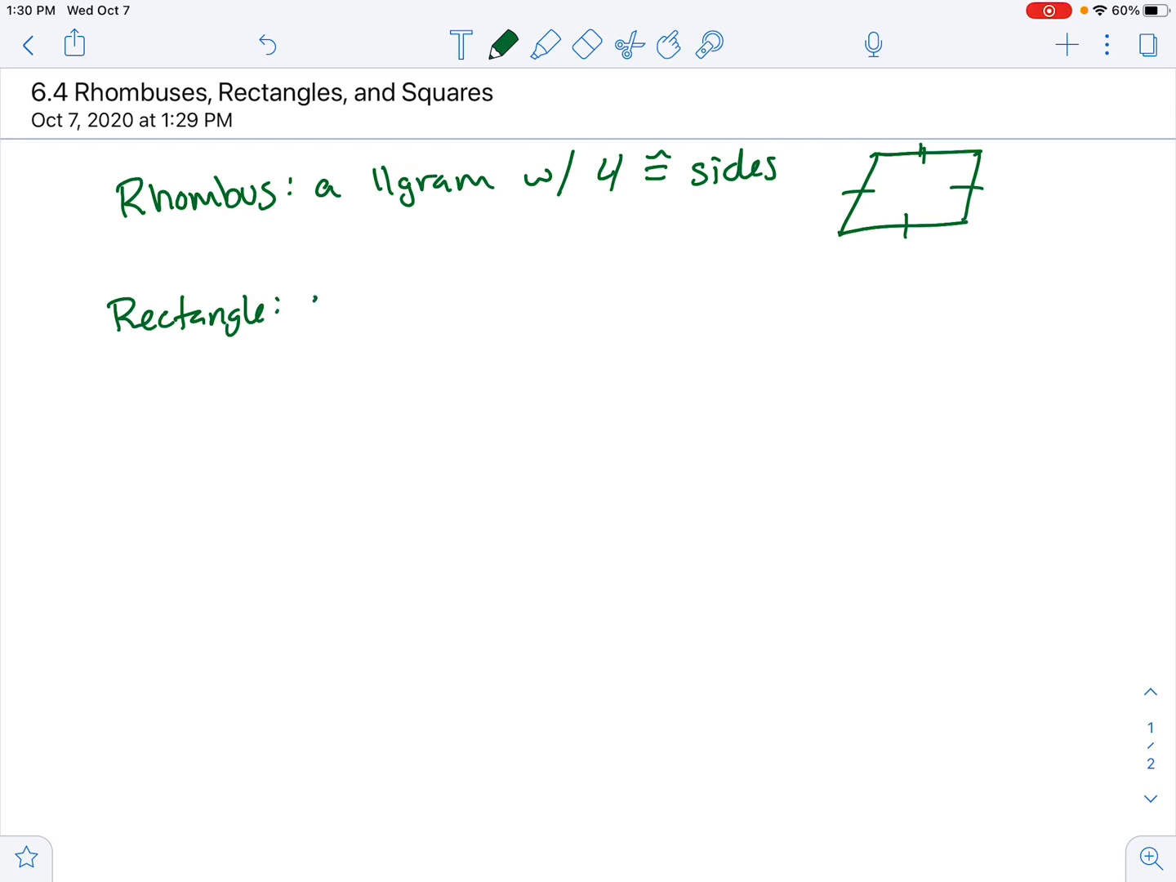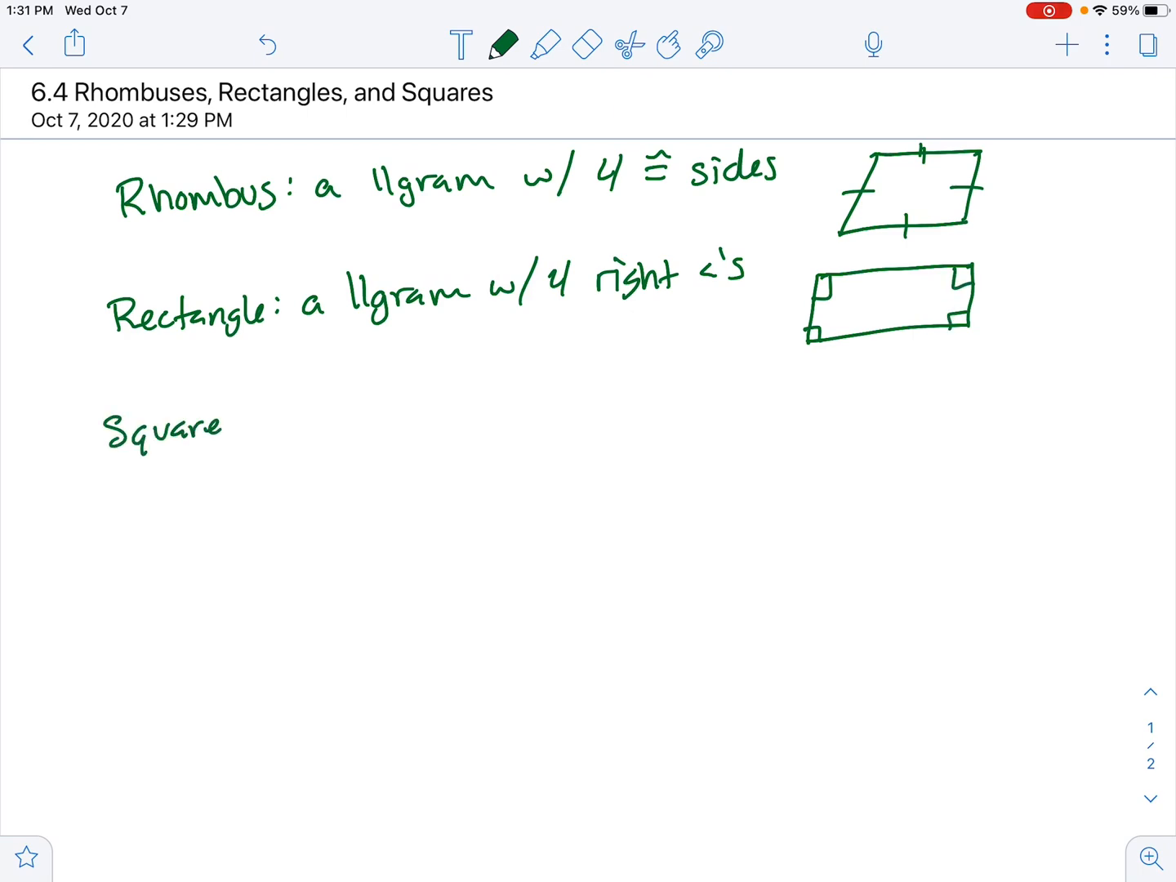What's a rectangle? A rectangle is a parallelogram. And I'm saying they're a parallelogram because we want to know that all of the theorems we've learned thus far are still true for these figures. We're just adding on another piece of information, with 4 right angles. So here is your rectangle.